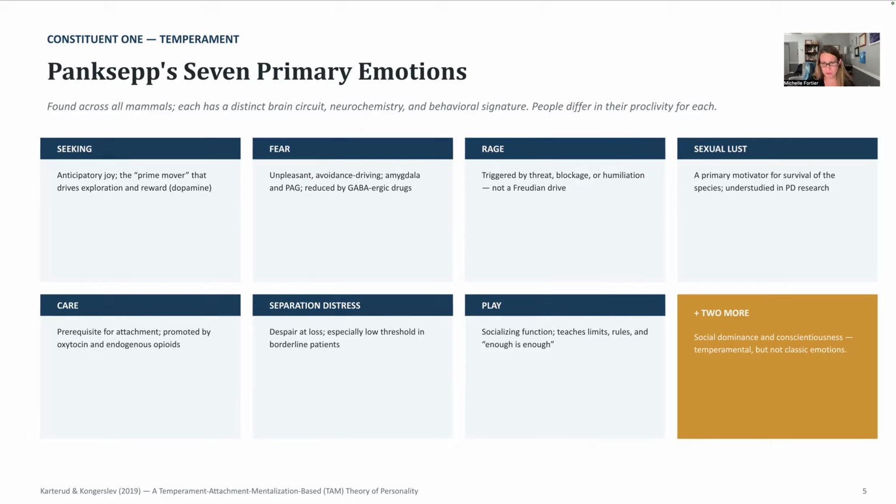Then we have the emotion of play. Play serves a socializing function. It teaches us limits, rules, and enough is enough. Two other ones that they add that they don't consider classic emotions are social dominance and conscientiousness. They're temperamental, but they're not considered classic emotions. So they show up as temperaments, but not as part of these 7 primary emotions.